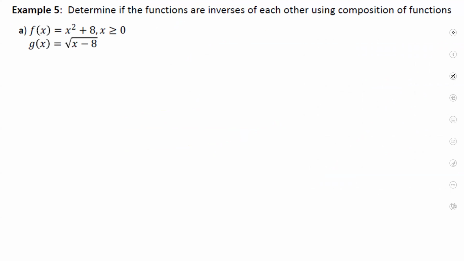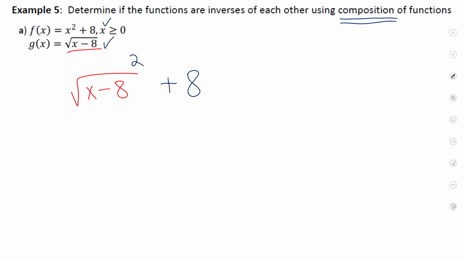I just want to show you compositions again. We did compositions yesterday. Okay? So we're going to prove if these are inverses of each other. I'm going to write this one nice and big, x squared plus 8. And instead of writing that x, I'm going to replace it with the function. I'm going to put this inside. Do y'all see what cancels? Yep, the square root cancels out with the squared. I'm left with x minus 8 plus 8. And then these cancel, so I'm left with x.